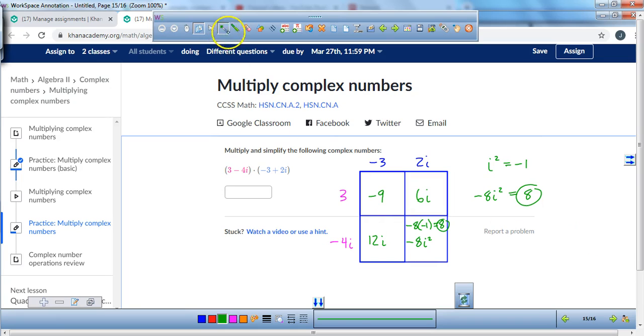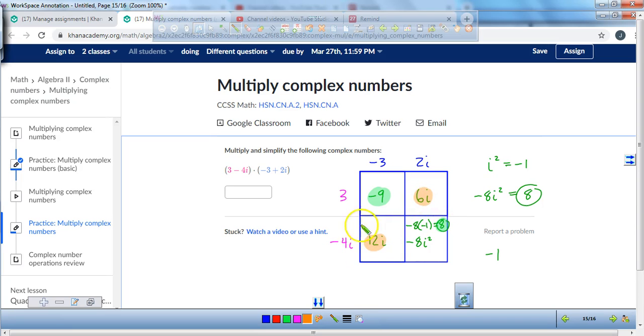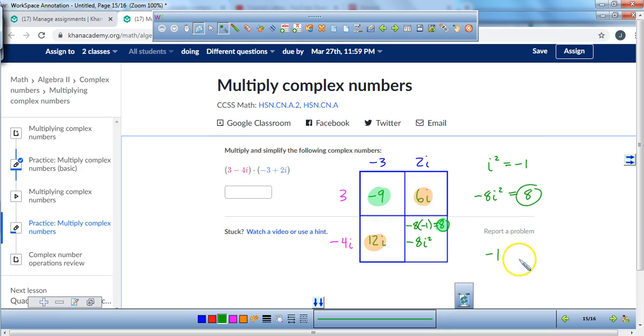So now all we've got to do is add some like terms. Take this term, add it to this term. Negative 9 plus 8 is negative 1. Then we just take this term right here, add it to this term right here. 6i plus 12i is a total of 18i. And we're done. So I'm going to type that in, and we will call this video done.